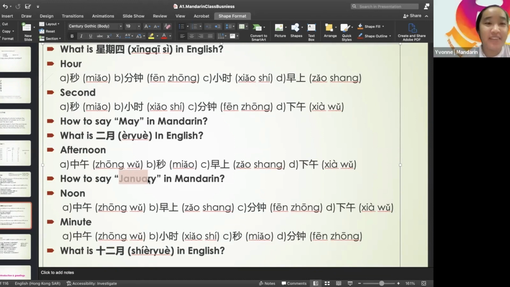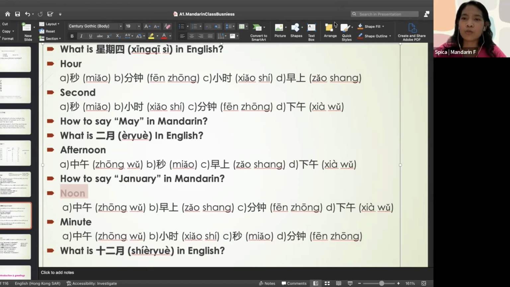The problem is sometimes I need to look really hard, because yi and qi, the mouth looks the same. So I'm thinking, okay, I take a bet. That's a 1. Next one, noon. Which one is noon here? 中午. Very good. 中午, yes.